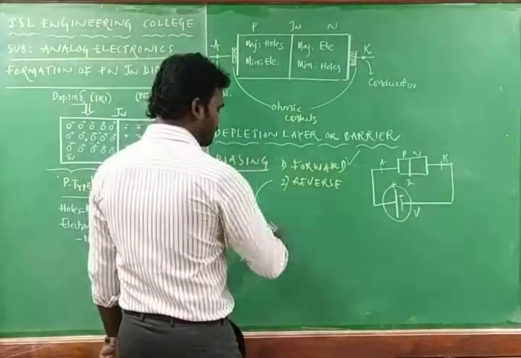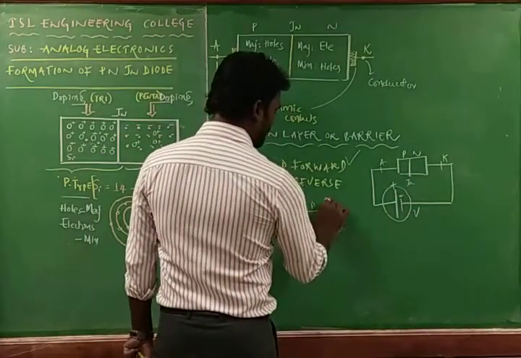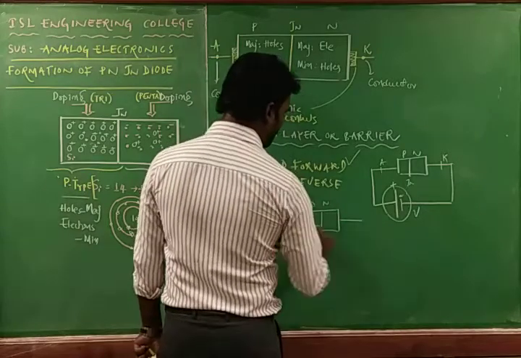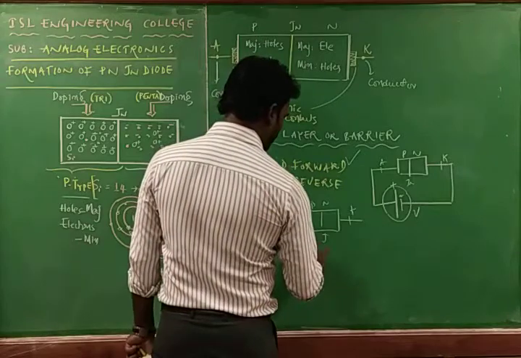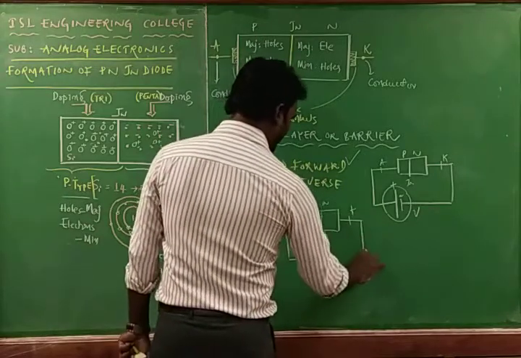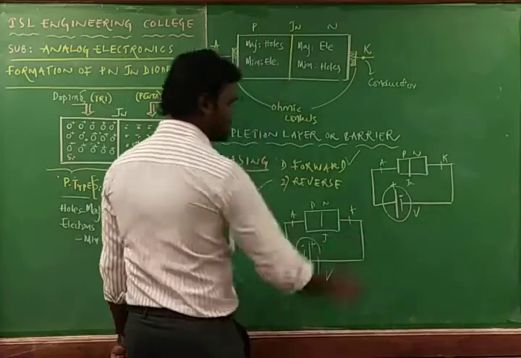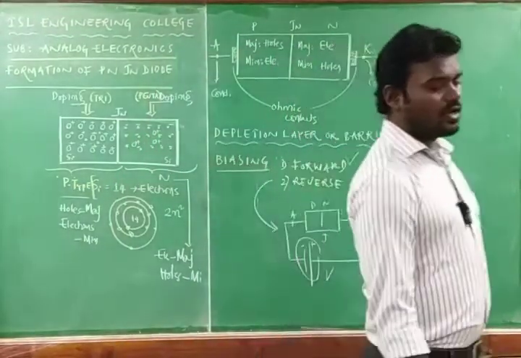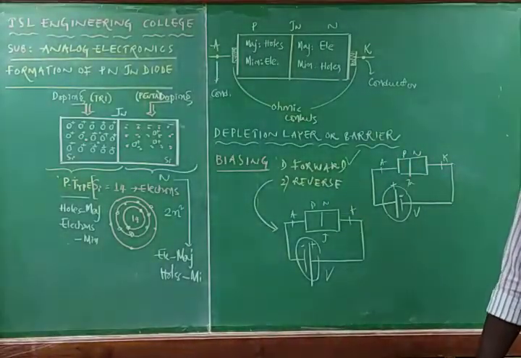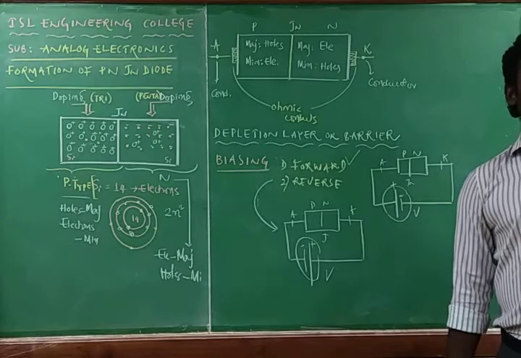And reverse bias, you can easily define this one. The same PN junction diode, and these two are the electrodes, anode and cathode. Now the anode is connected to the negative terminal of the battery and the cathode is connected to the positive terminal of the battery, then this is named reverse bias. With this we know that the PN junction diode can be connected in two ways. One is forward bias and the other is reverse bias.